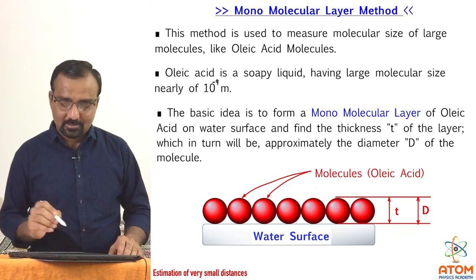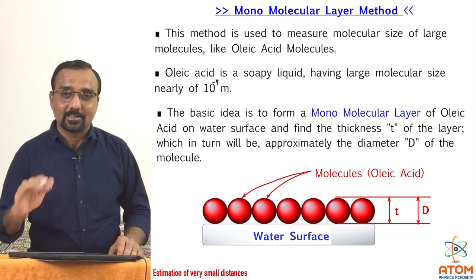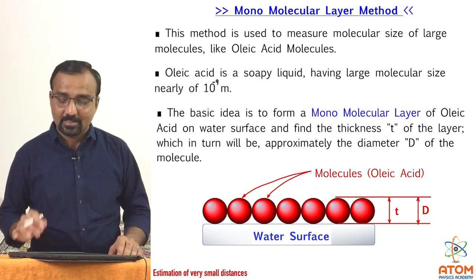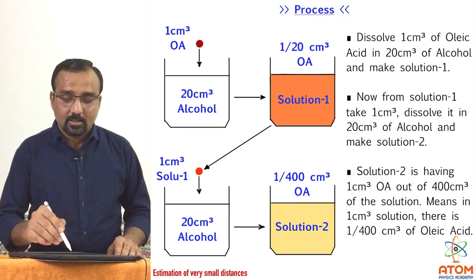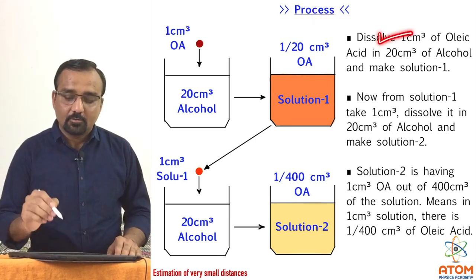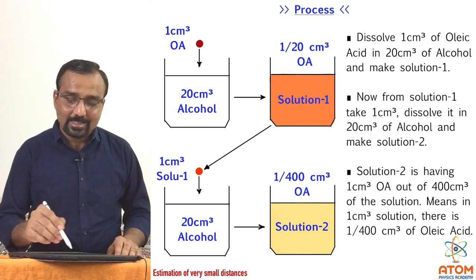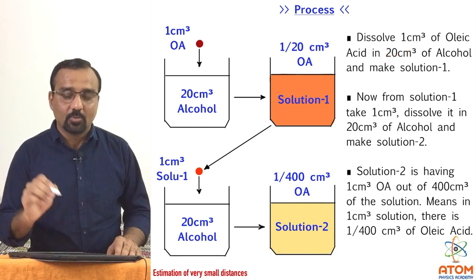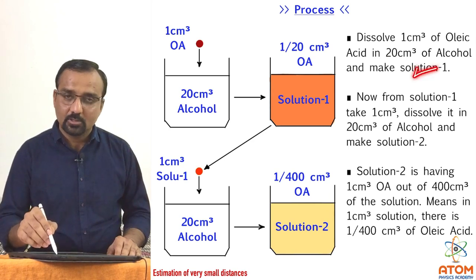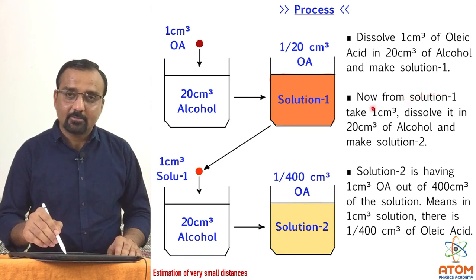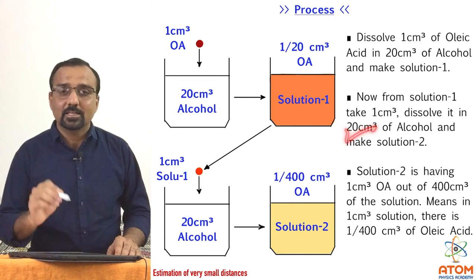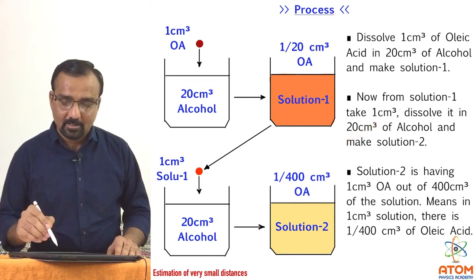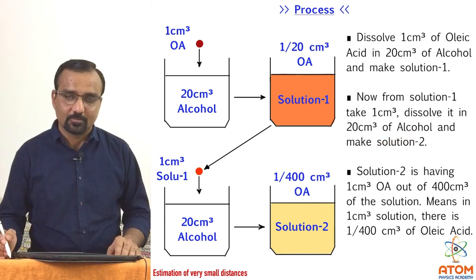So, how to do this? How to prepare this layer, that is the monomolecular layer? Let us see that. Here is the process. First of all, dissolve 1 centimeter cube of oleic acid in 20 centimeter cube of alcohol and make a solution, solution 1. Then from this solution 1, again take 1 centimeter cube and dissolve it again in another 20 centimeter cube of alcohol and make another solution, that is solution 2.